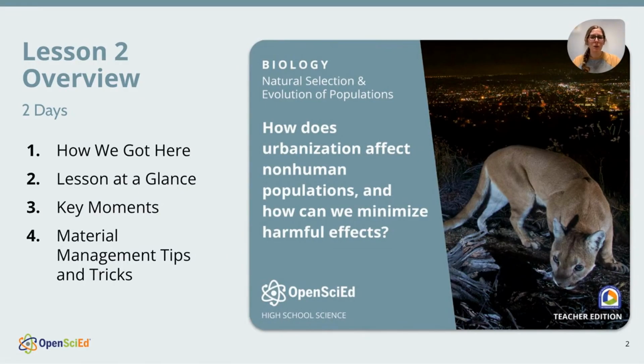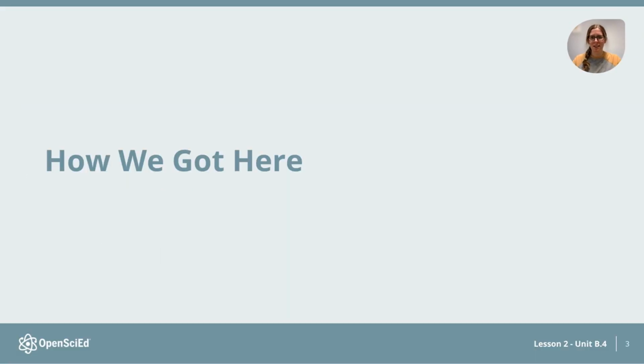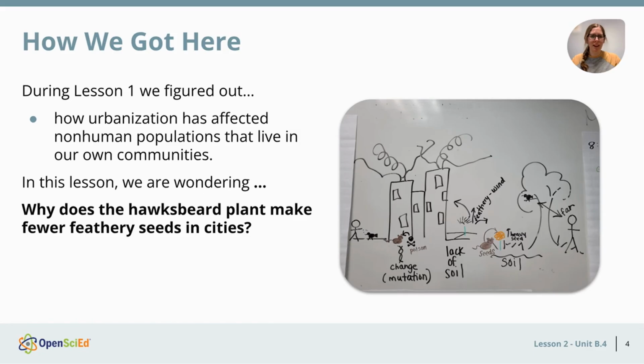In this video, we will be going over B4 Lesson 2. This lesson is the first of 3 lessons that cover the case studies that were introduced in Lesson 1 and help support students in figuring out what is that evidence for natural selection. In this video, we're going to see how we got here, the lesson at a glance, key moments, and material management tips and tricks. Starting with how we got here.